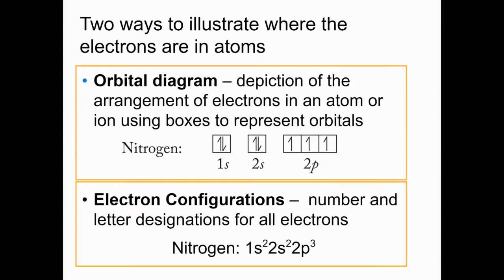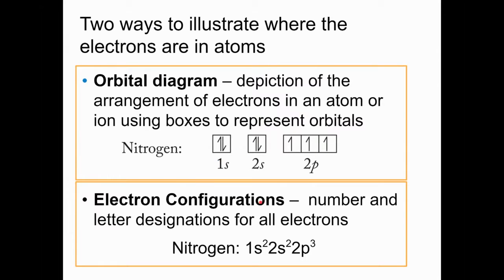So an orbital diagram is a depiction of the arrangement of electrons in an atom or ion using boxes to represent orbitals. So nitrogen in the 1s, so remember that's your principal quantum number, and then the L quantum number, which tells you the shape of the orbital. So for nitrogen, we would put an electron spin up, spin down, and then here's the 2s, and then these are the three 2p orbitals. And we're going to get into how to do those.